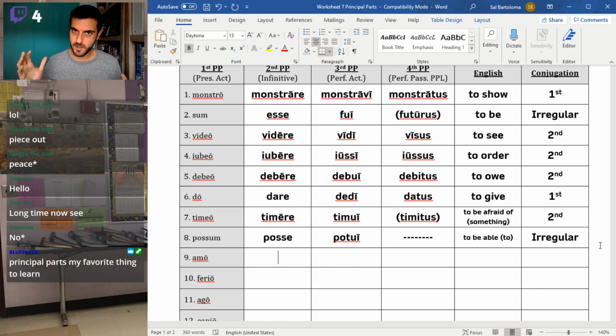Amo, you don't know amo, you slept through 7th grade. Come on now. Amo, amare, amavi, amatus. To love. Probably the first, or one of the first verbs that you learned. Definitely one of the first conjugation verbs that you learned. And it does follow that first conjugation pattern, right?